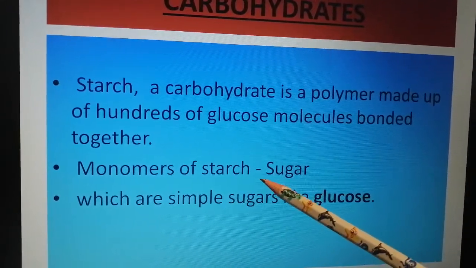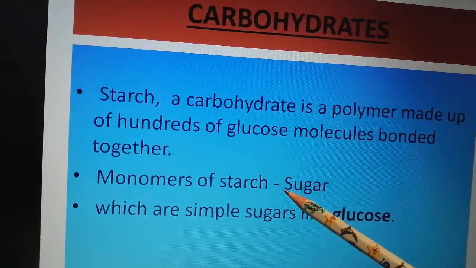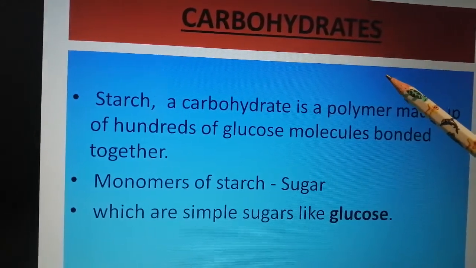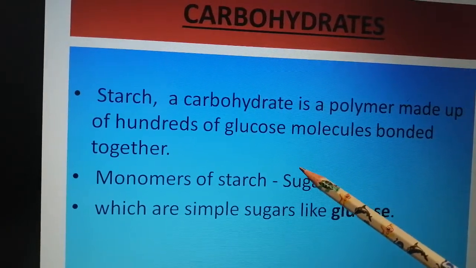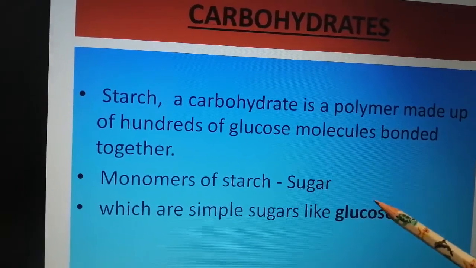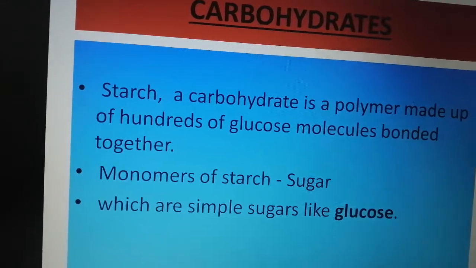So you have to understand, starch is an example of a carbohydrate. Starch is a polymer. It is made up of the monomer called glucose. Glucose, you can think of as sugar.